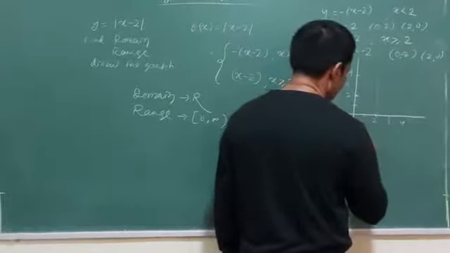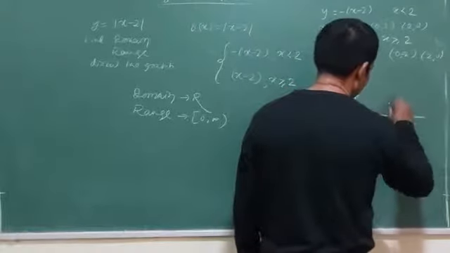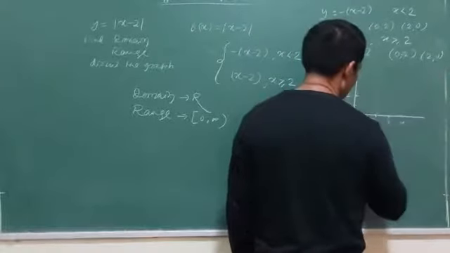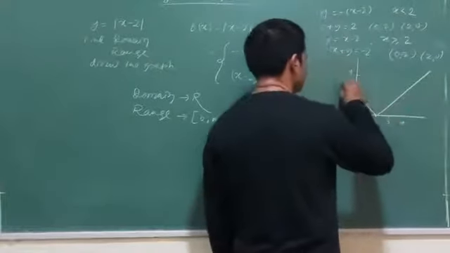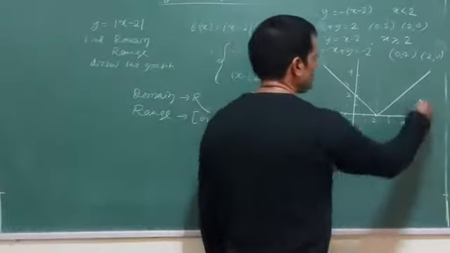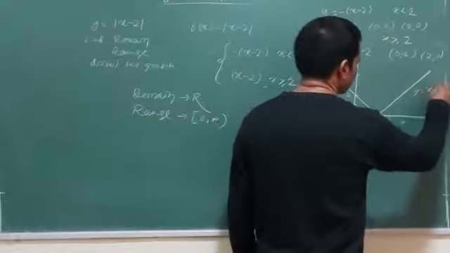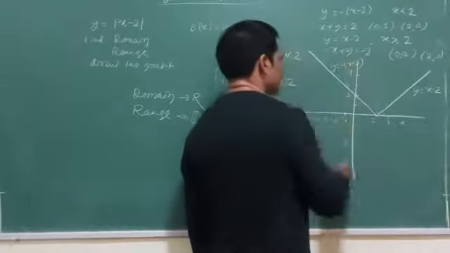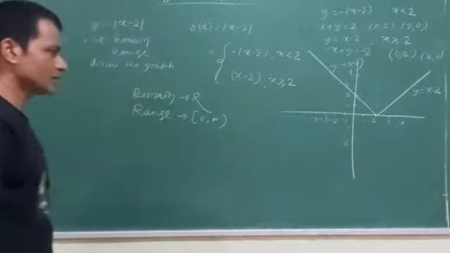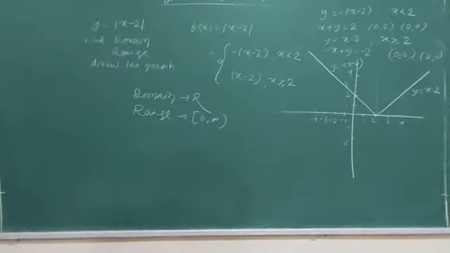That means if I draw this graph like this, so I will remove it. This is my graph now. Y is equals to x minus 2, y is equals to minus x minus 2. This is the complete solution. Alright?